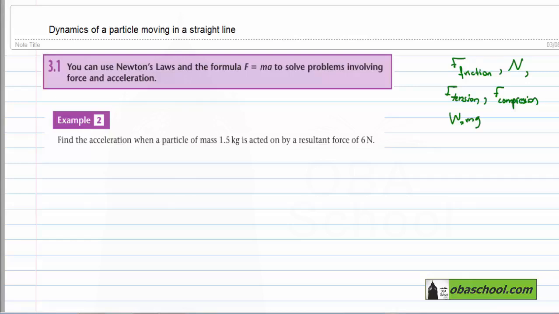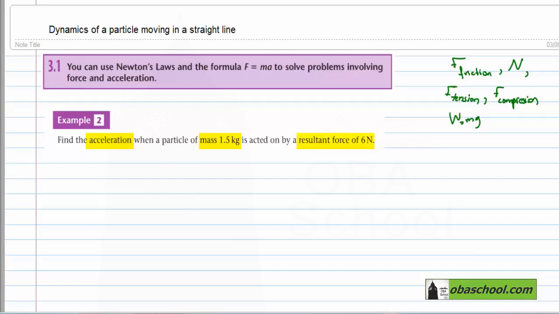Hello guys! We continue going over examples of particles with externally applied forces and acceleration that are solved based on Newton's laws of mechanics. This example is example number 2, which states the following. Find the acceleration when a particle of mass 1.5 kilograms is acted on by a resultant force of 6 newtons.